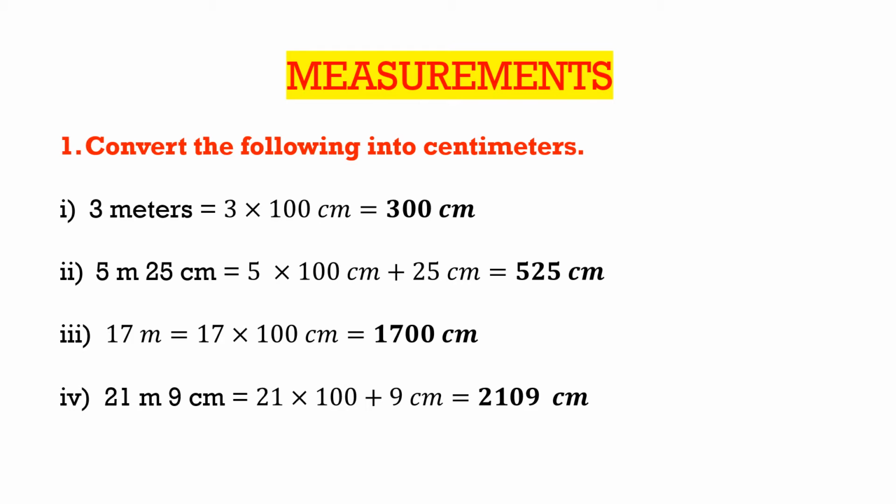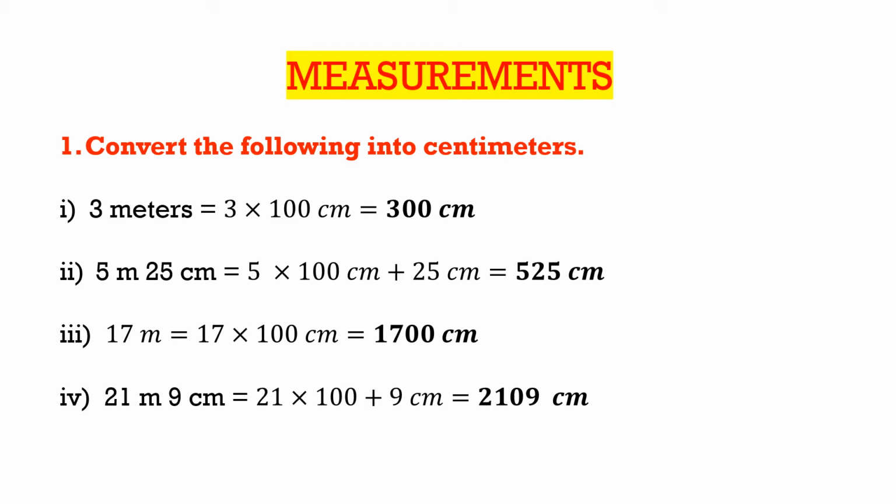We are given meters and we have to convert the meters into centimeters. We know 1 meter equals 100 centimeters. The first number is 3 meters. We have to convert 3 meters into centimeters. Since 1 meter is 100 centimeters, we multiply 3 by 100. 3 multiplied by 100 equals 300 centimeters. So 3 meters is 300 centimeters.